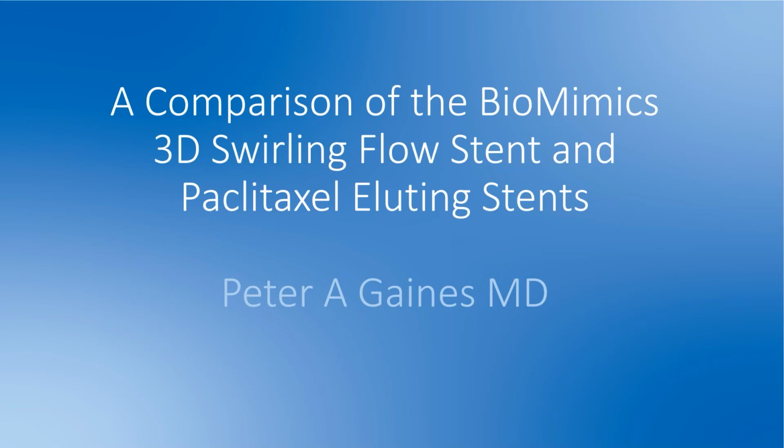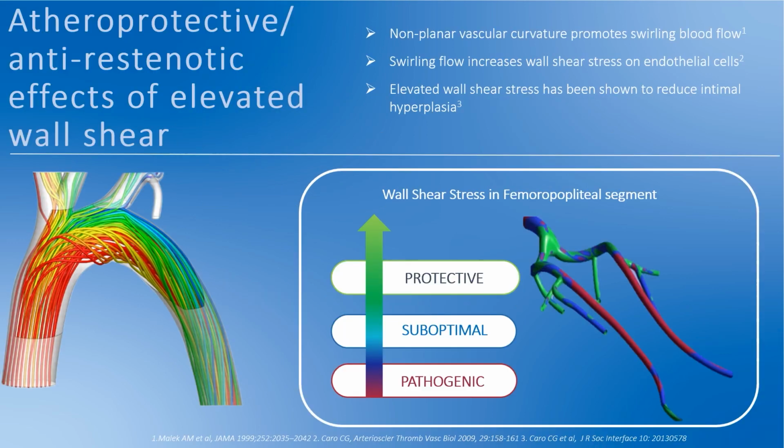I would like to compare the mechanisms of action and clinical results of the Biomimics 3D swirling flow stent compared to paclitaxel-eluting stents. Normal blood flow has a forward helical component referred to as swirling flow. Swirling flow has high wall shear stress, which is important because this limits the development of both atherosclerosis and restenosis.